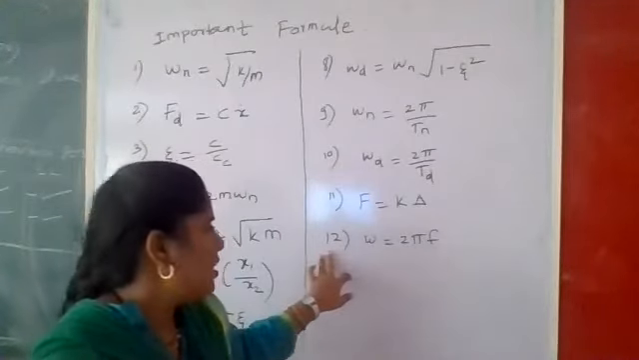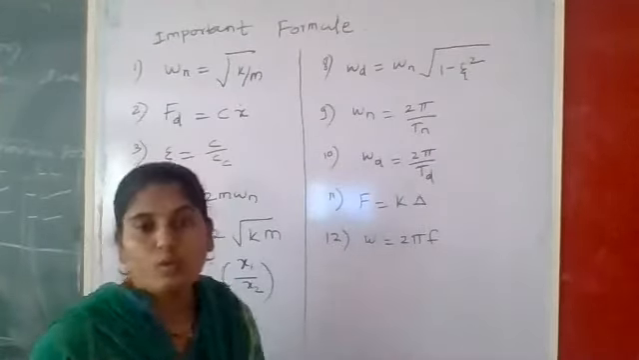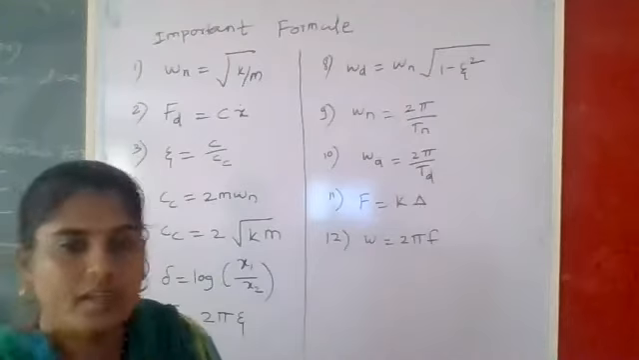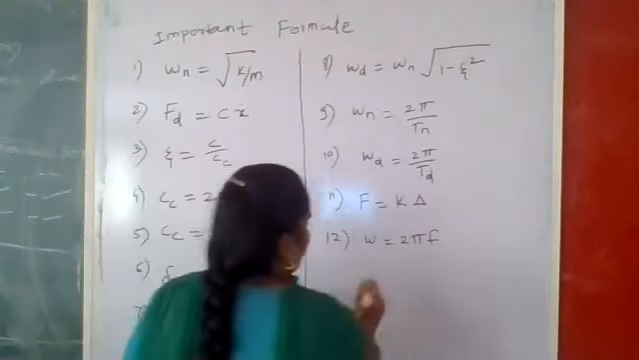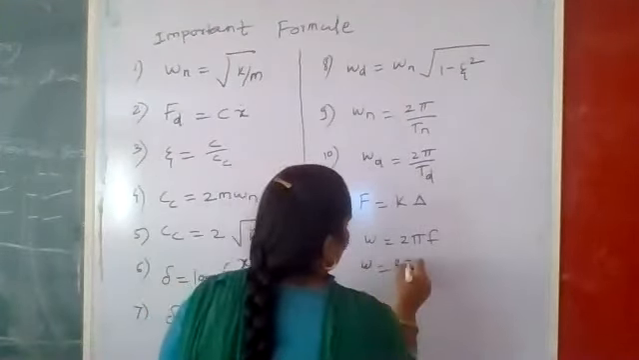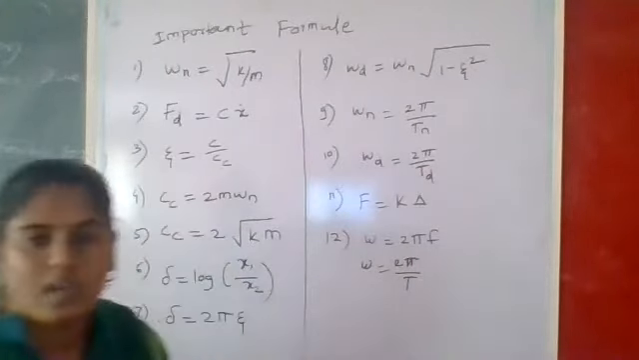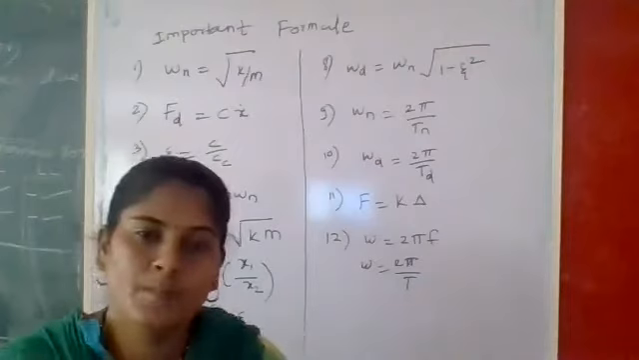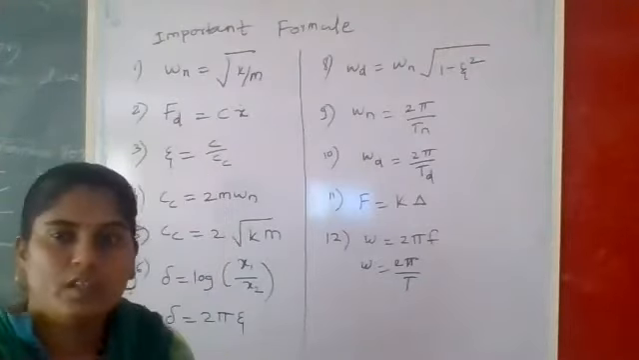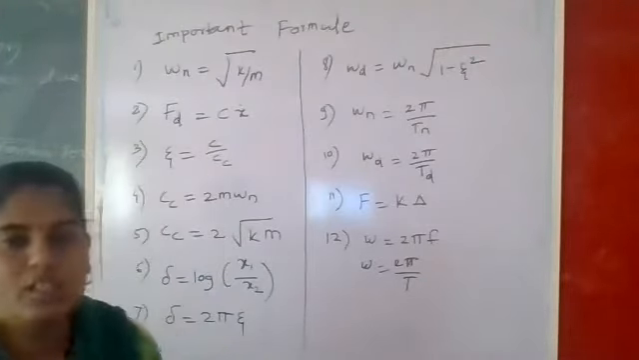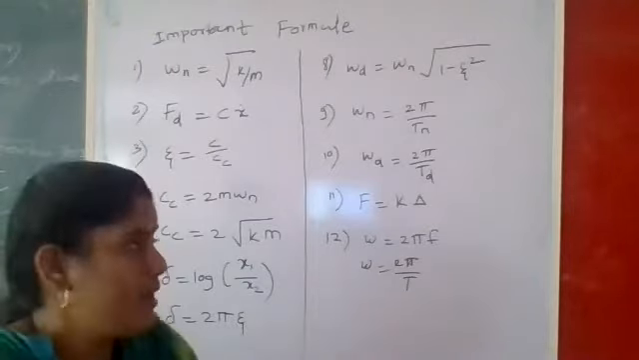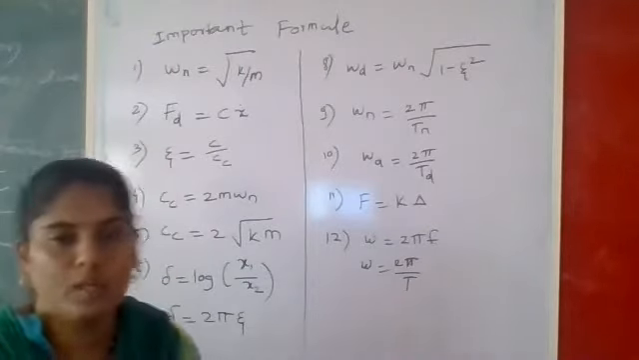And the last one, omega is equal to twice pi f. Already we know the basic formula omega is equal to twice pi by T. These are the formulas which are very important for solving the problems based on unit number two. So all of you write down these important formulas and we go for problem number 1.